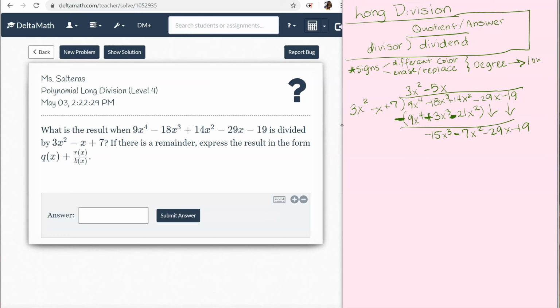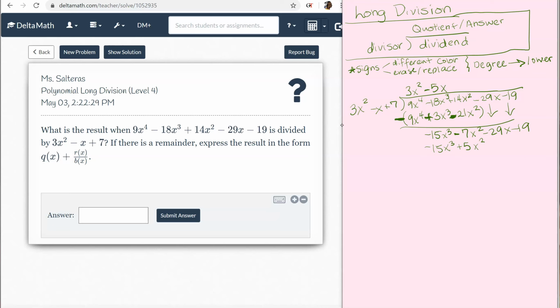So if you notice that the degrees of your exponents are going higher or they're bouncing, that means you have to go back and double check your work. If your dividend is given to you in standard form, your quotient will also automatically be in standard form. All right, so let's go ahead. Negative 15x cubed, negative 5 times negative 1, that gives us a positive 5x squared.